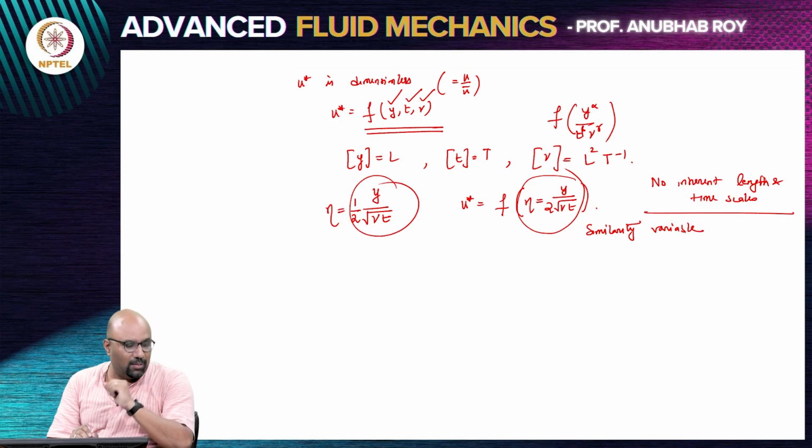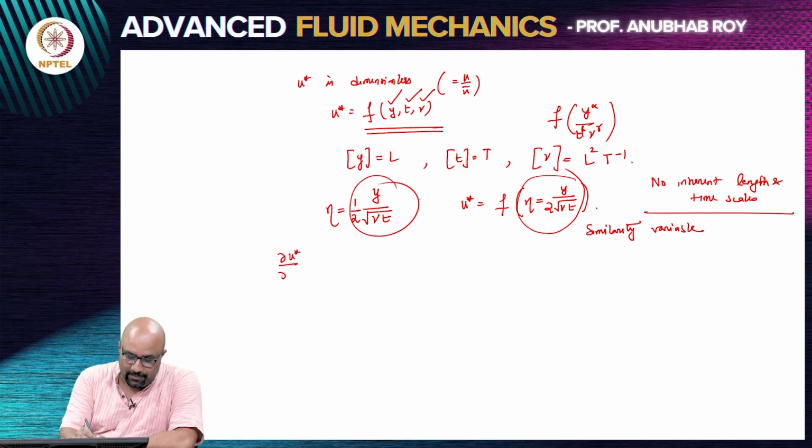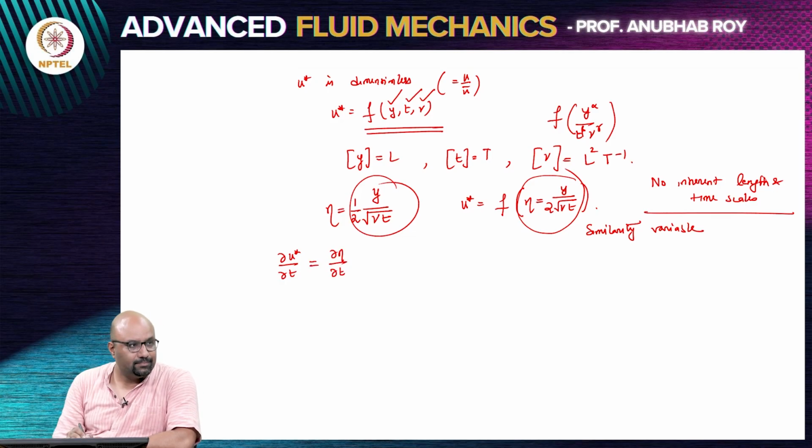You'll see it gradually, it will appear a bit like magic, because now if I write down what is dou u star dou t. So if I do dou u star dou t, that would be dou eta dou t, and u star is f of eta. So this is going to be df d eta. So u star is a function of eta, the function being f. So now the temporal derivative of u star can be written as dou eta dou t df d eta.